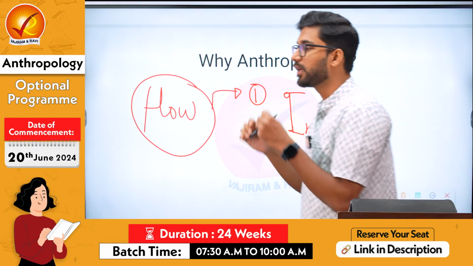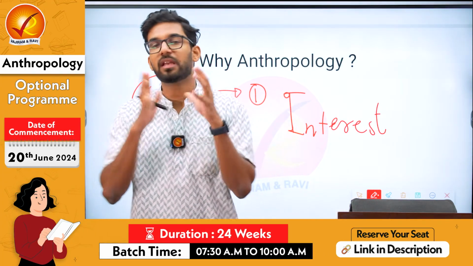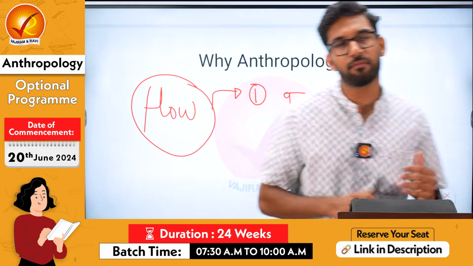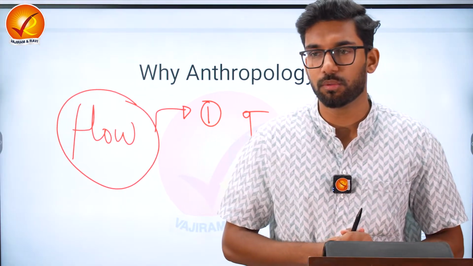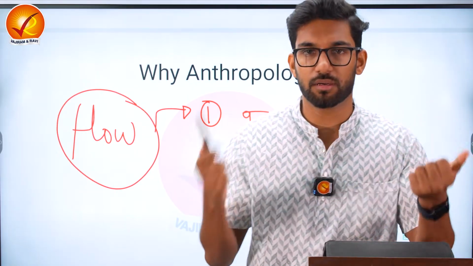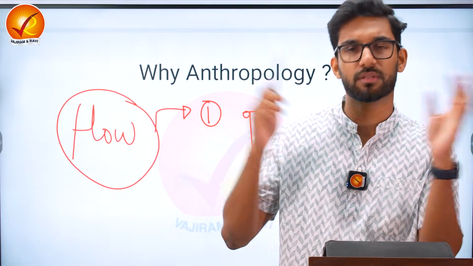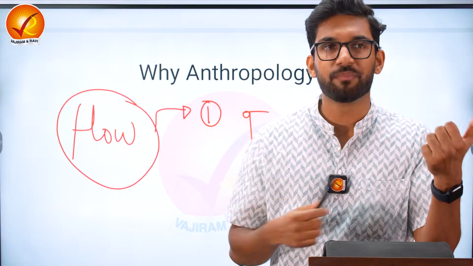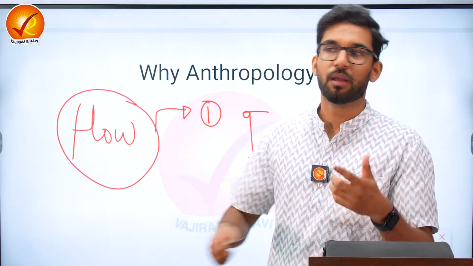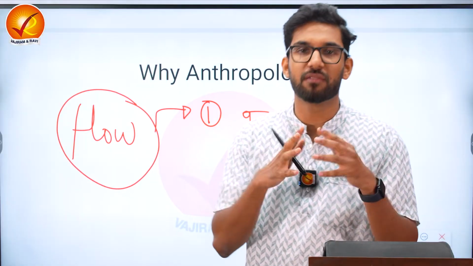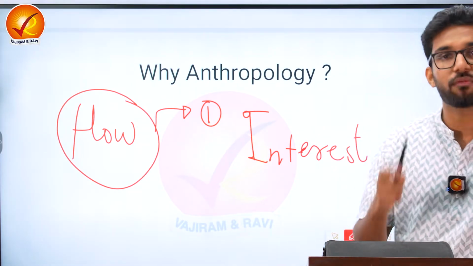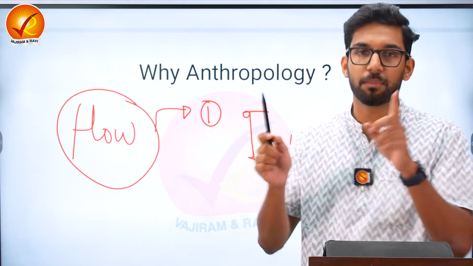So choose an optional in which you have very good interest, right? For example, I have a friend who has very good interest in international relations. He follows things happening around the world. So naturally, when he had to choose an optional, he chose PSIR because it has the most convergence with his interest. That is an example of how interest should play a very important role in choosing your optional.